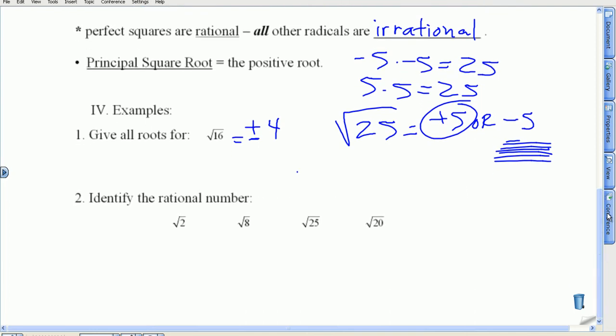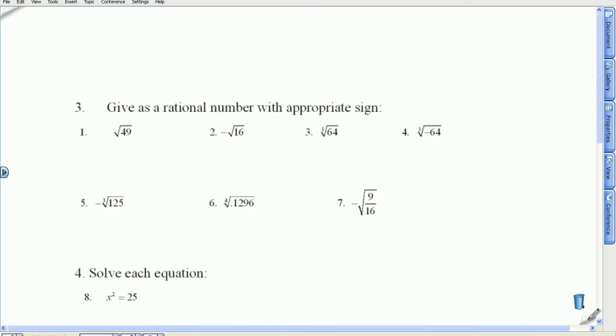Rational number. Can you take the square root of 2? Can you take the square root of 8? Can you take the square root of 25? Can you take the square root of 20? Since you can take the square root of 25, it is the rational number in the list. Square root of 25 is 5. Alright, give as a rational number with the appropriate sign. Square root of 49 is 7, so the answer here would be 7, and it's positive. Now, this is negative 1 times radical 16. So when you take the square root of 16, that negative 1 is going to have to get multiplied by that answer in the end.